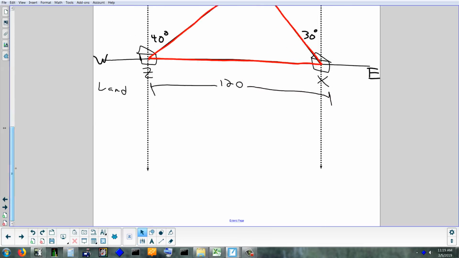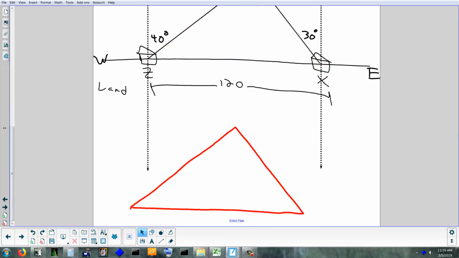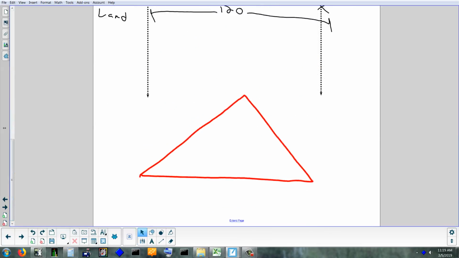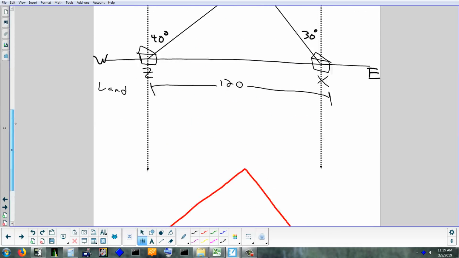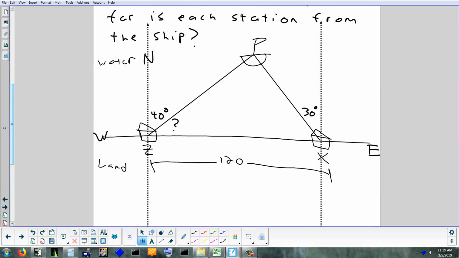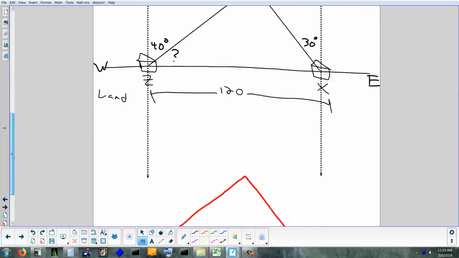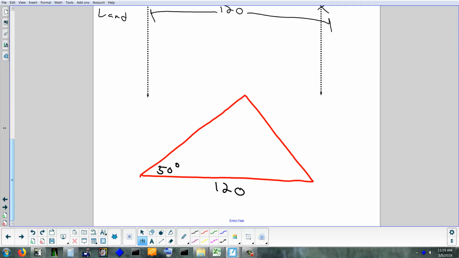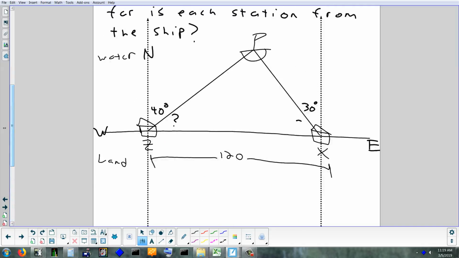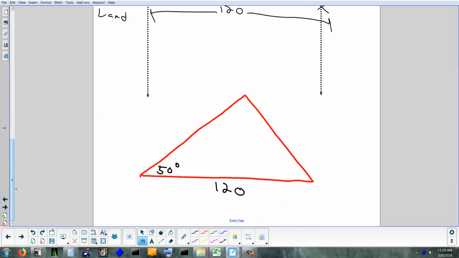Okay. So what I want to do now is just look at this triangle. You can leave it right there. I'm just going to move it down so I can focus on looking at that. Okay, bottom side is 120. You know that. How about that angle right there? How much is that? 50. Yeah, it's 50 because between north and east, that's a 90. So this angle is 50. And how about that angle right there? Yeah, 60.